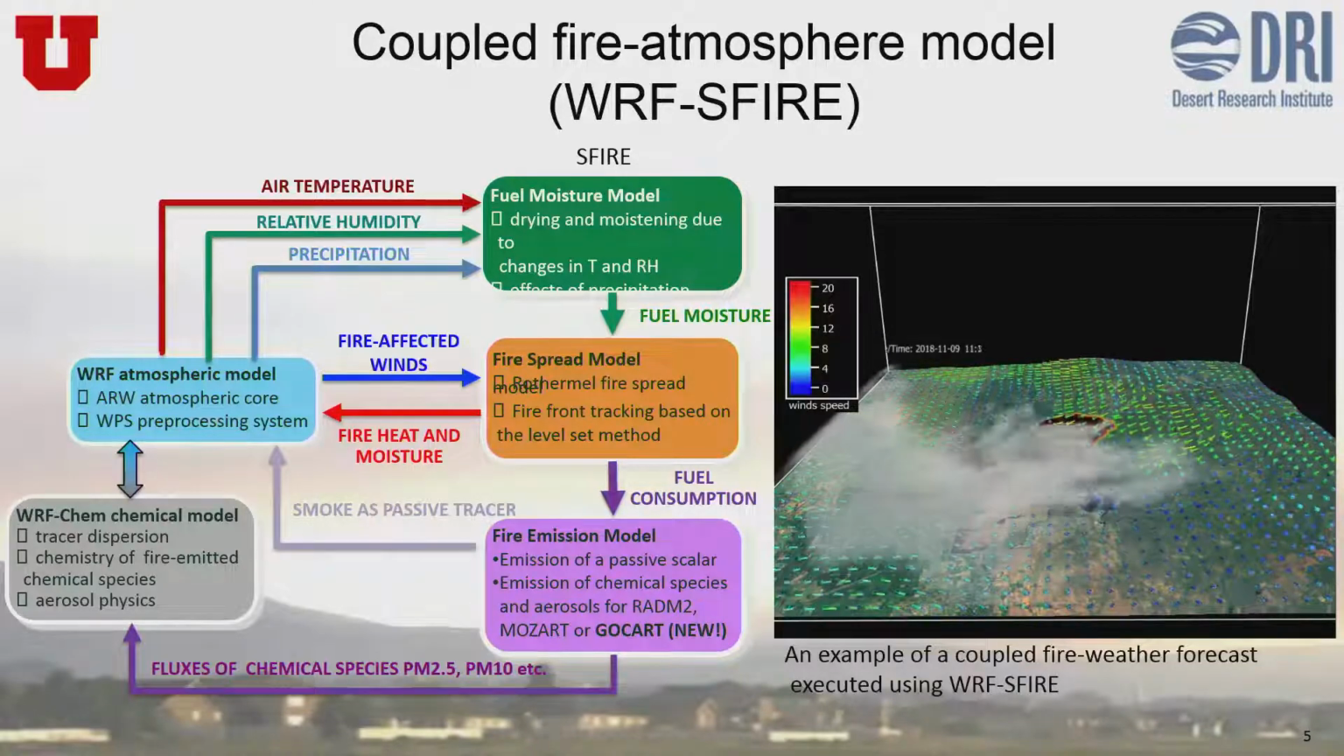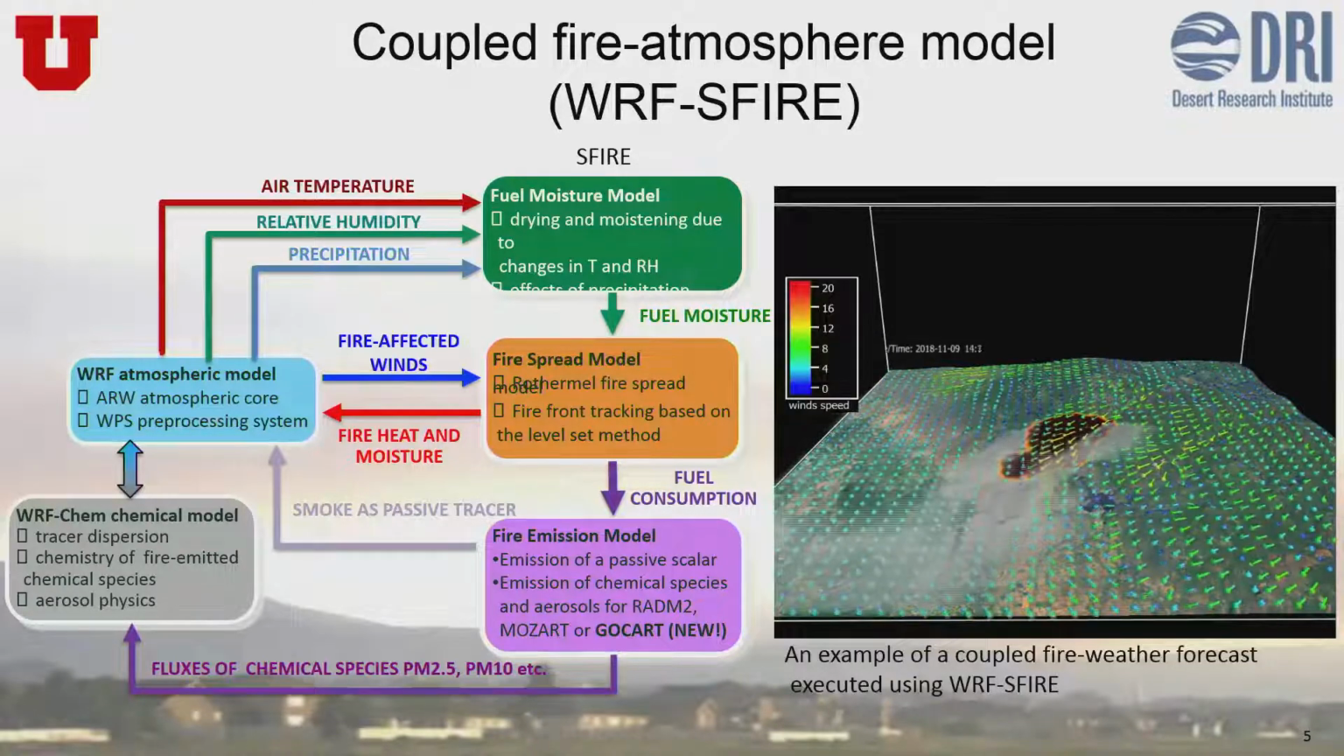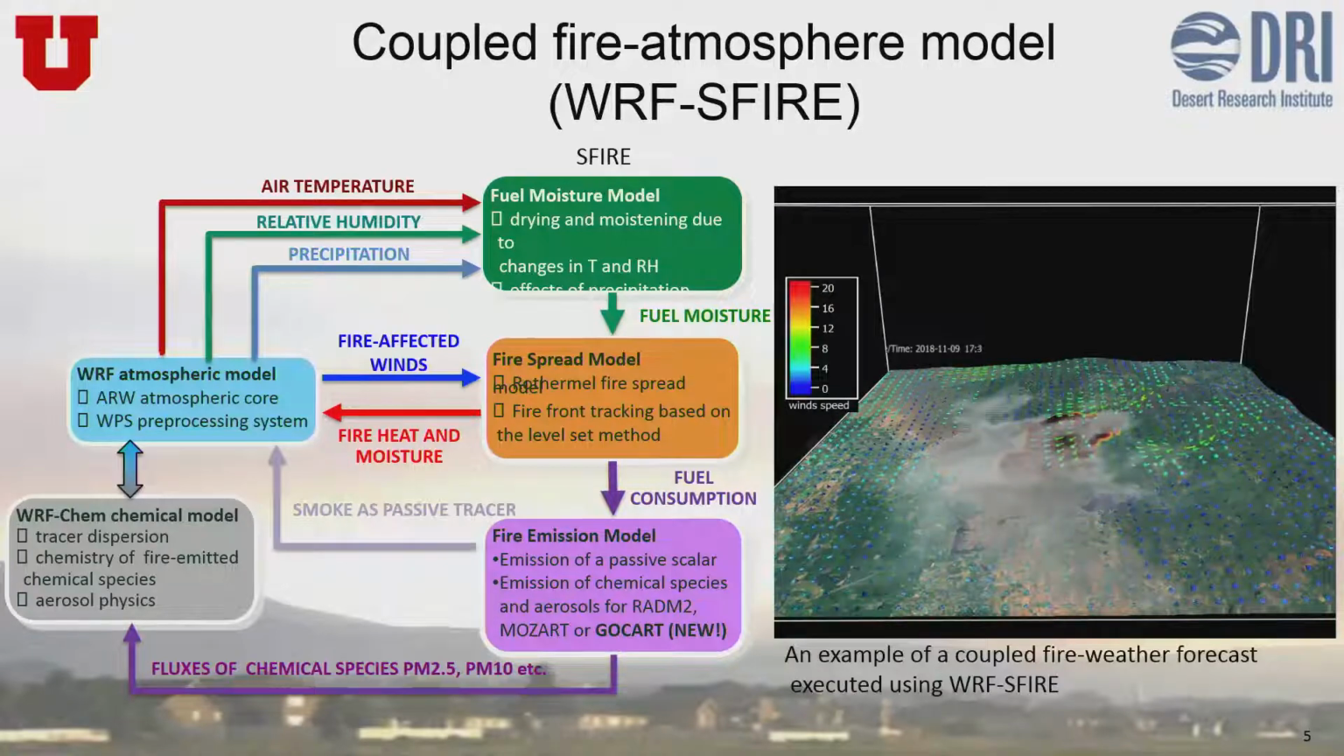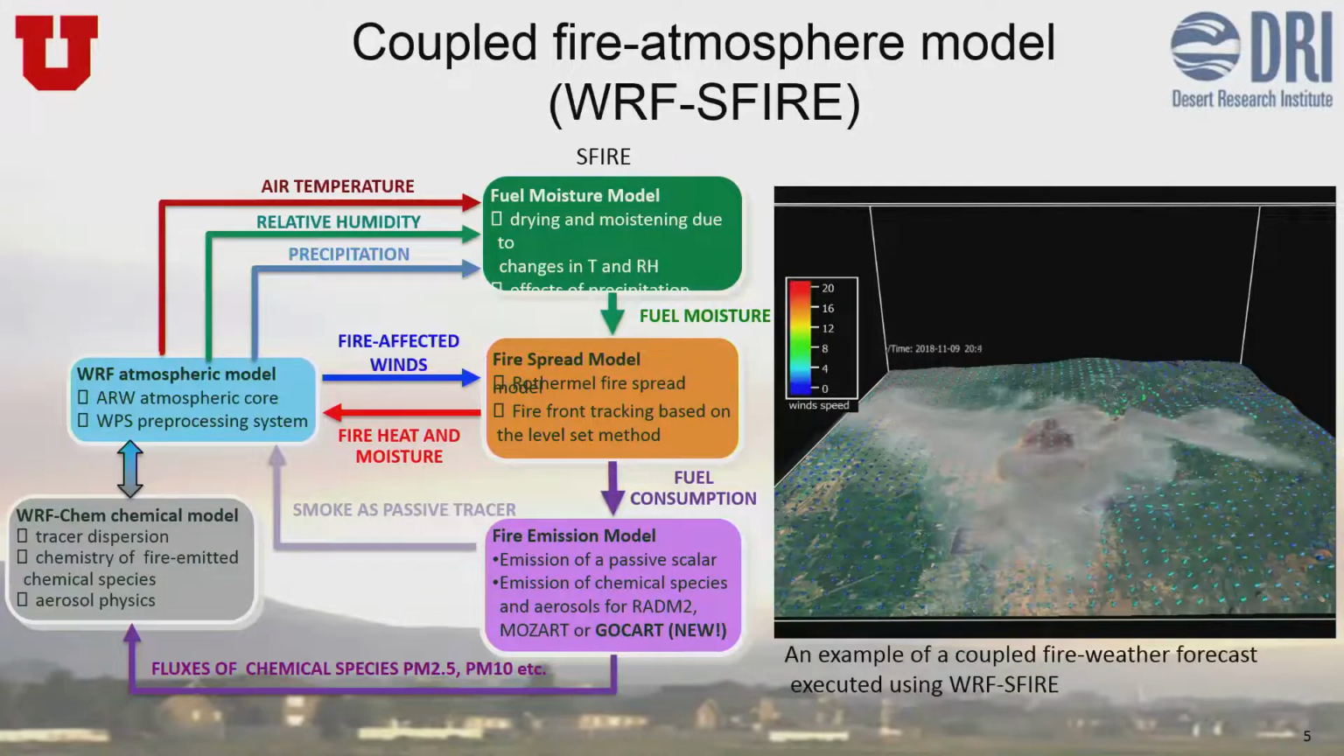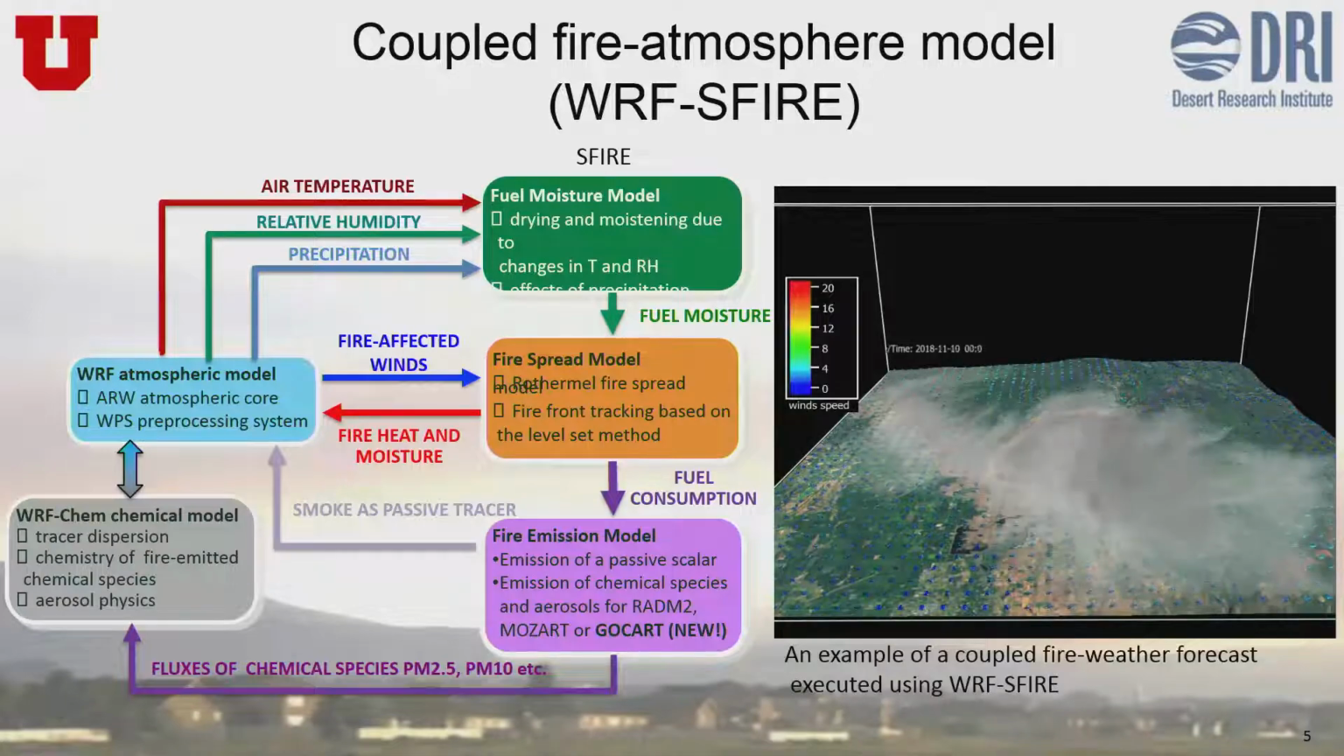So at the end of the day, you can do a simulation like the one on the right side, where you have the actual fire progression being driven by local winds, and you may also have, for example, smoke, and you can look at smoke dispersion, plume top height, and things related to that.